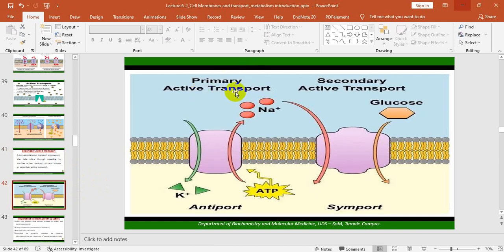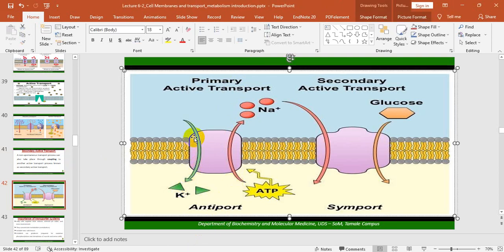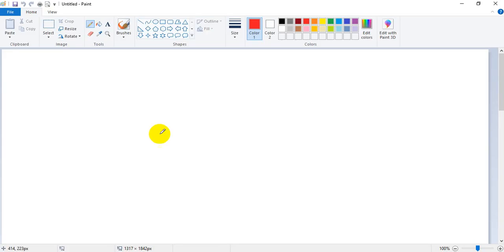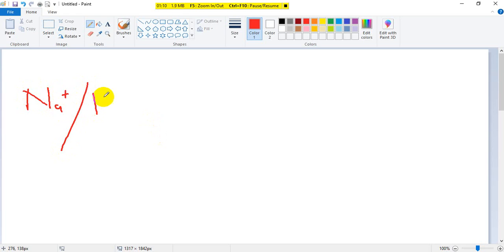Okay, so primary active transport. With primary active transport, we transport in an antiparallel direction. Potassium is coming into the cell and sodium is going outside the cell under the expenditure of ATP. So this mechanism really defines the sodium-potassium ATPase mechanism.